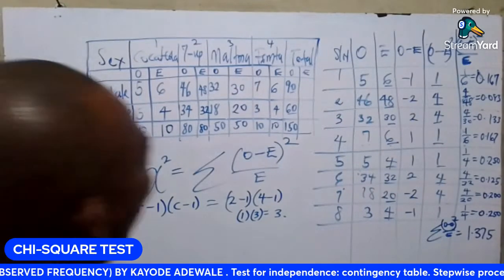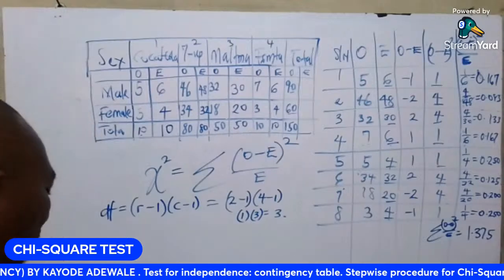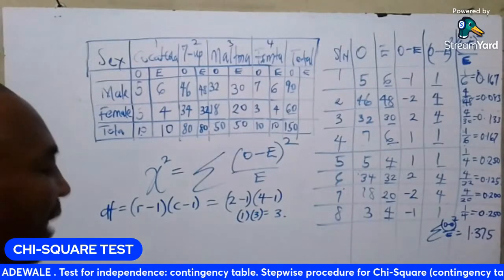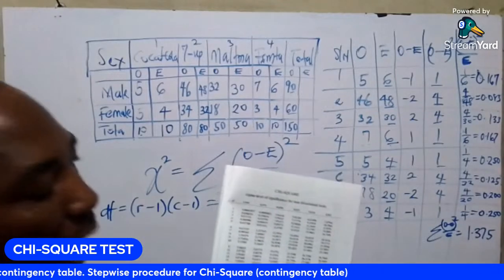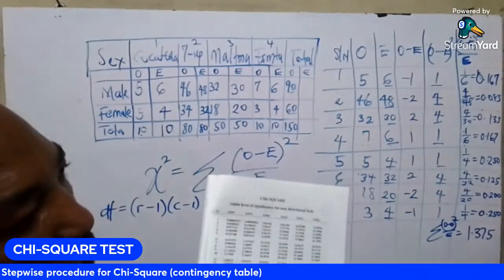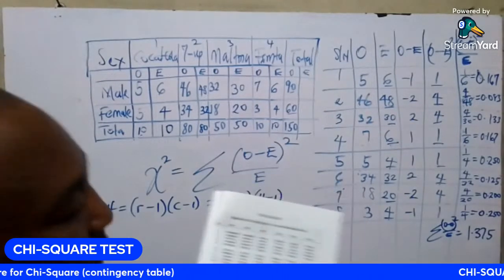So that means you need to go to your chi-square table. You go to your chi-square table. This is a chi-square table. If you can see that on camera, if you can lay your hands on any 4-figure table, you get a chi-square table there.